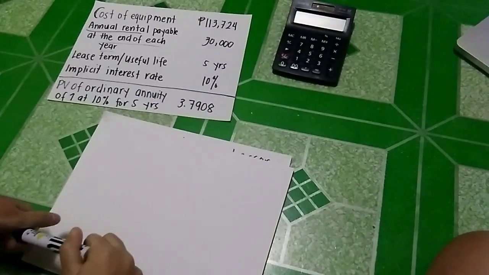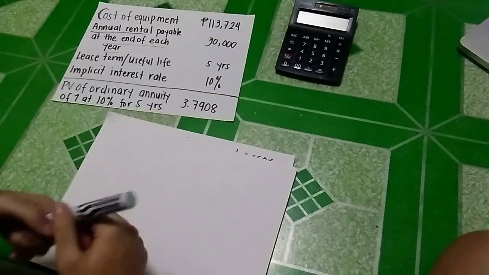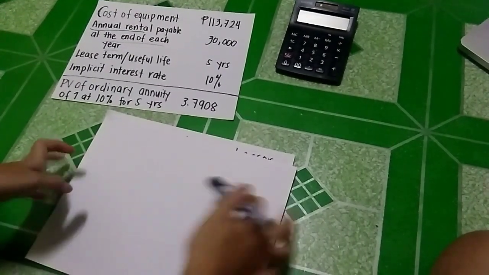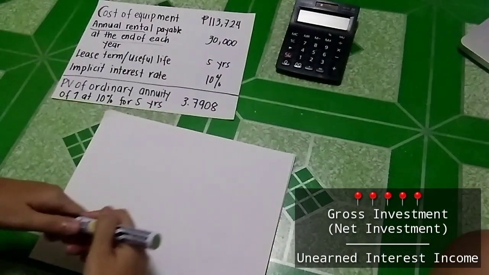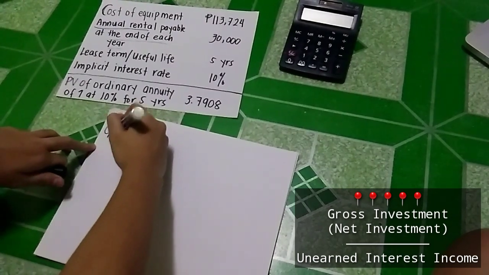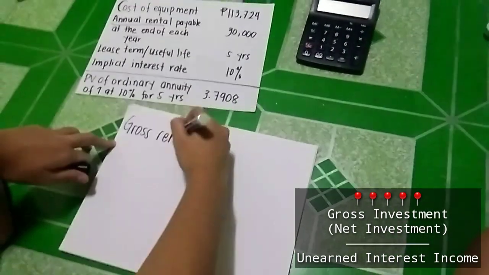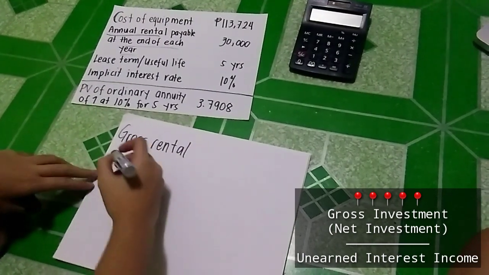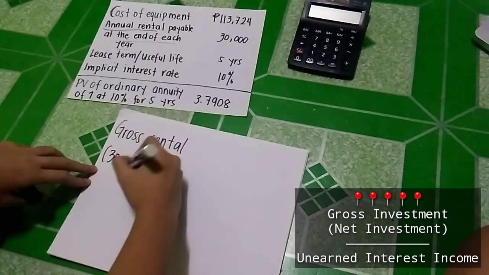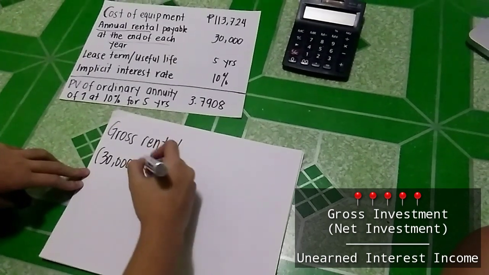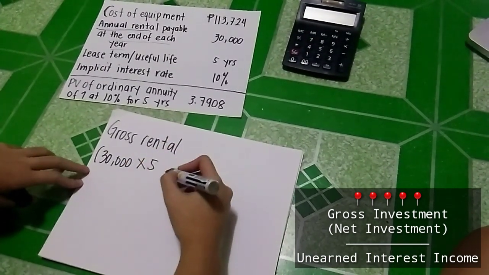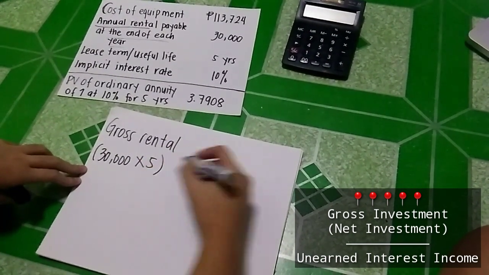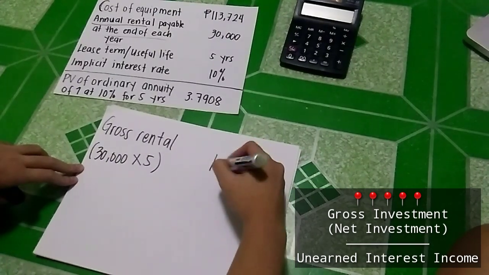So, ang una natin gagawin ay kukunin natin ang unearned interest income. So, paano? First is the gross rental, which is equal to the annual rental na 30,000 multiply by the lease term or the useful life, which is 5. Then the gross rental would be 150,000.